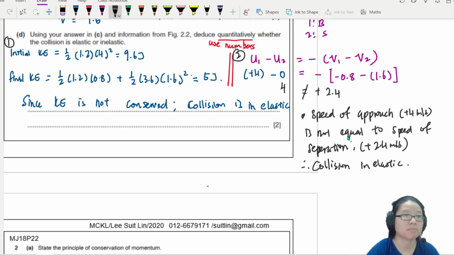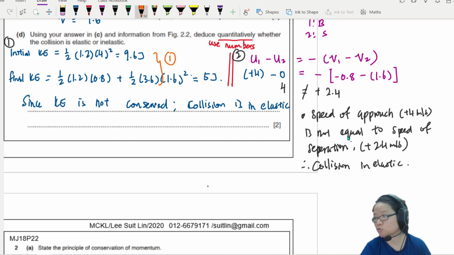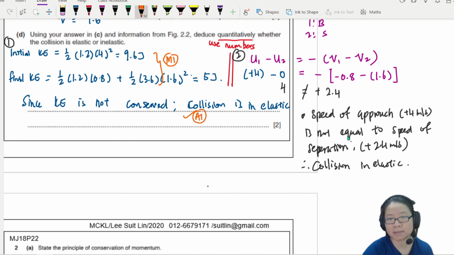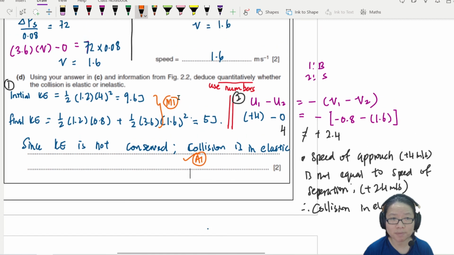Okay. So where are the marks here? If you calculate both of these correctly, you get 1 mark. You show the evidence, and then only the conclusion. Because this is an M1 mark, if you don't show some evidence, either kinetic energy evidence, then your conclusion, even if correct, you won't get the mark. If you don't score the M1 mark, you will not score the A1 mark. So you either show evidence in kinetic energy or in relative velocity. This is M1, then your conclusion is A1.